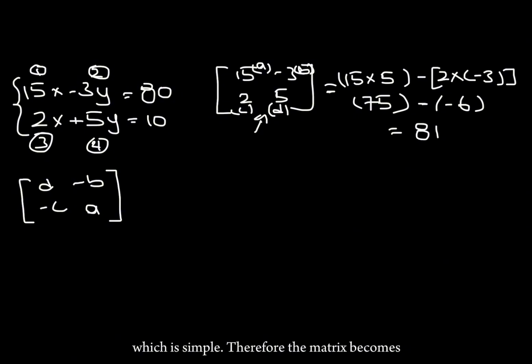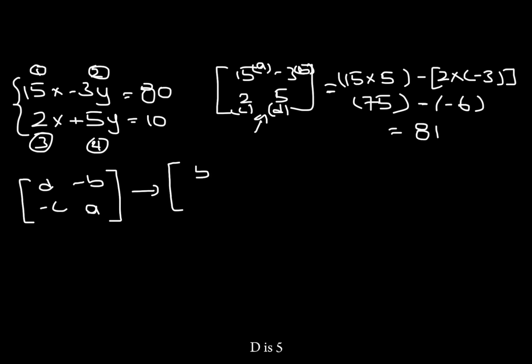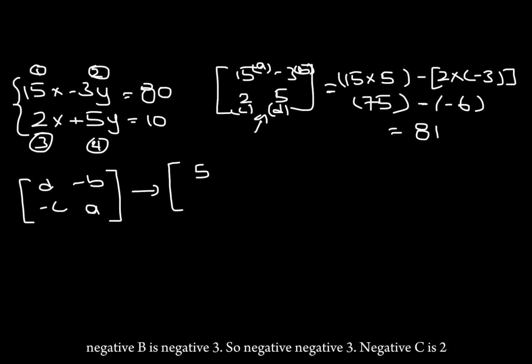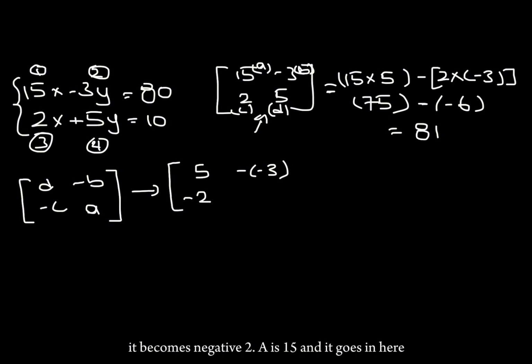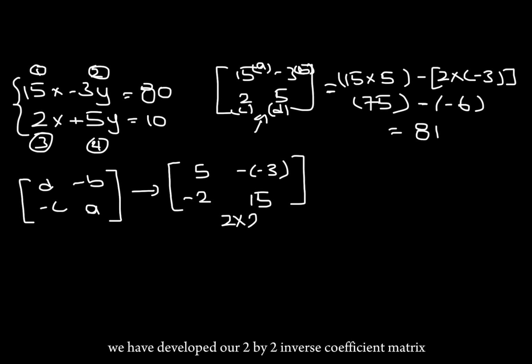Therefore, the matrix becomes D is 5, negative B is negative 3, so negative, negative 3. Negative C is 2, it becomes a negative 2. A is 15, and it goes in here. We have developed our 2 by 2 inverse coefficient matrix.